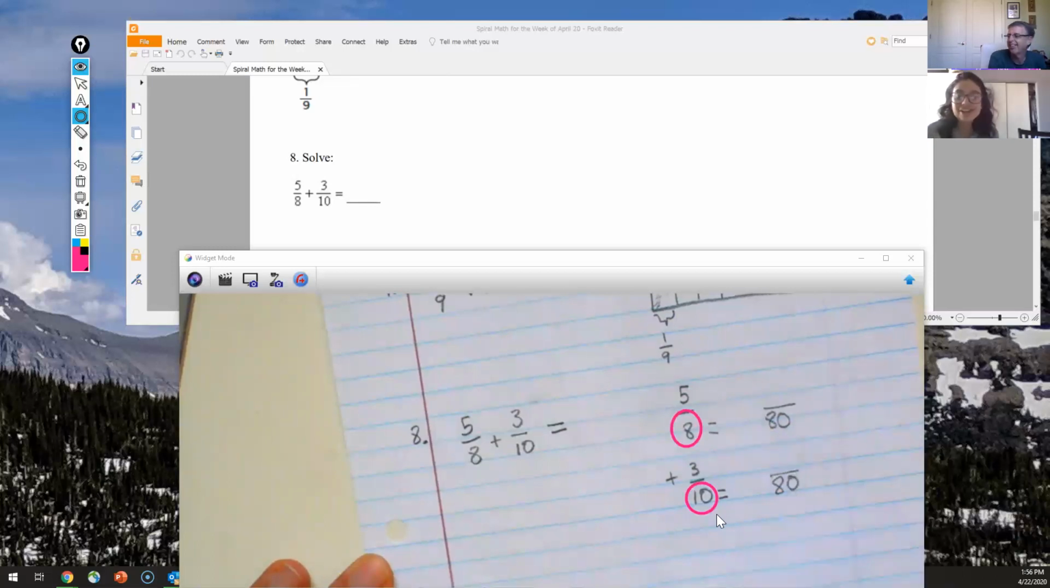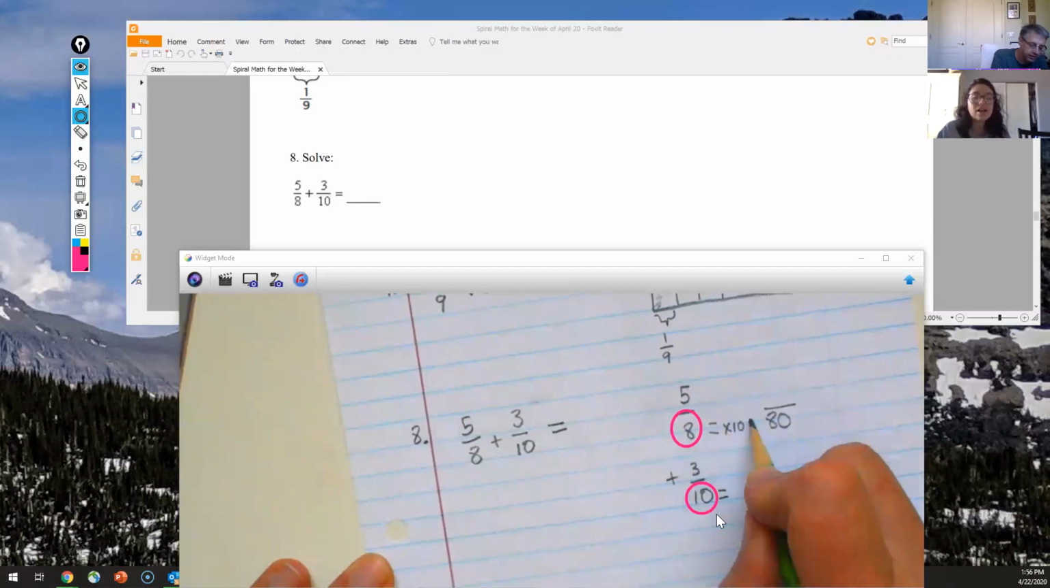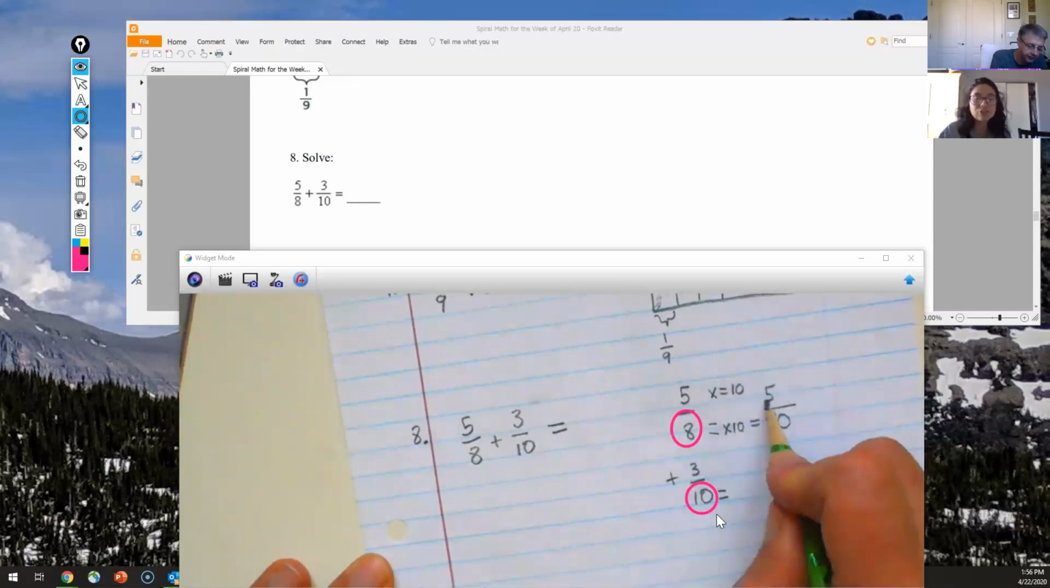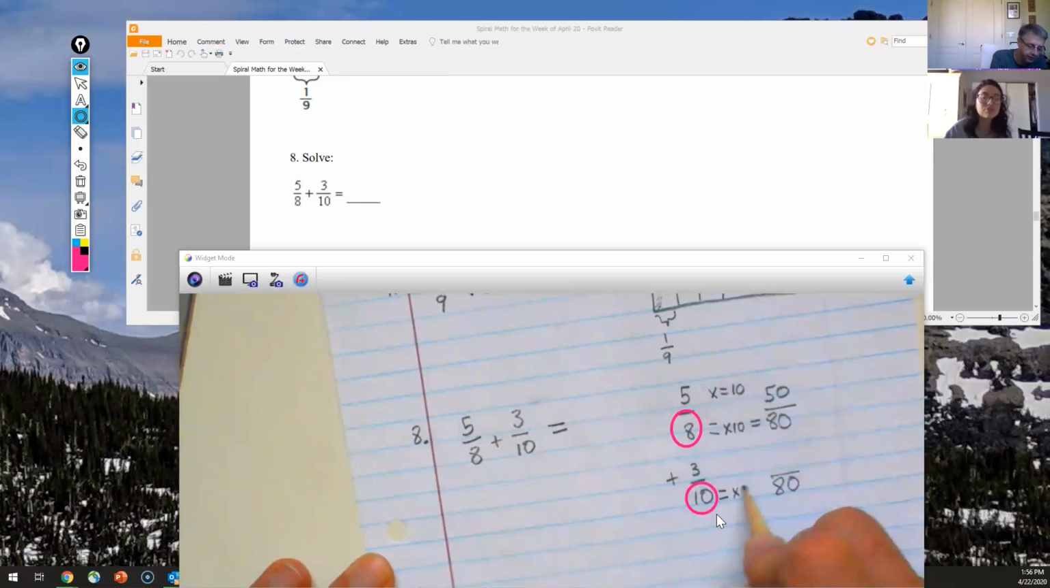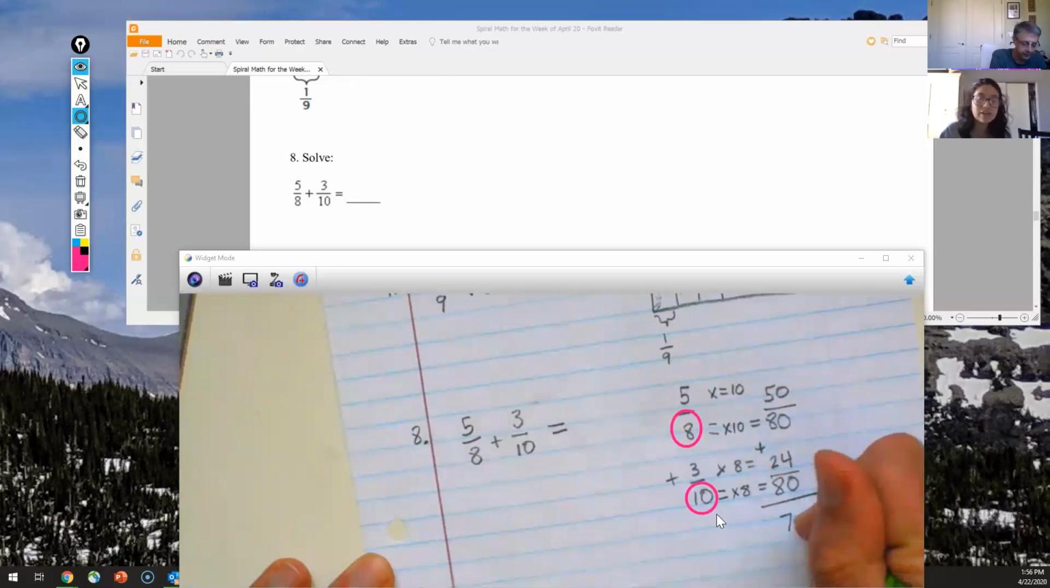Okay. So when you multiply that out, what you do to the top, you have to do to the bottom. So in order to get your 80 on the top fraction, you have to multiply by 10. So 10 times 5 gives you 50, and then your 8 times 3 is going to give you 24. Then when you add that together, that should give you 74 over 80.